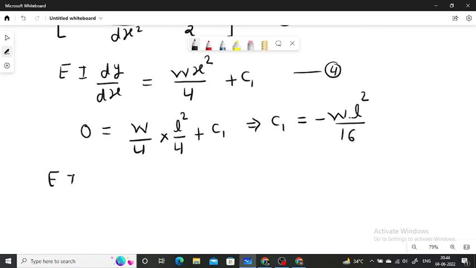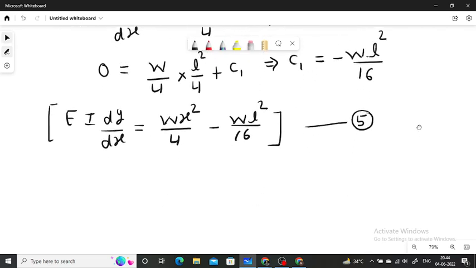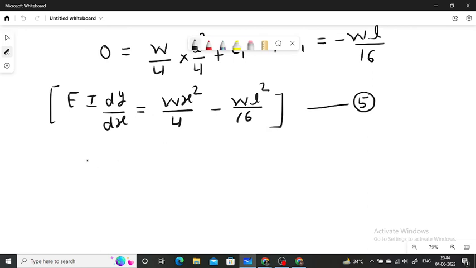EI dy by dx is equal to Wx square by 4 minus WL square by 16. We can calculate slope at any point by this equation. This will be the slope equation. Now again integrate this equation with respect to x for determining the deflection equation for a simply supported beam having a point load at its mid of span.